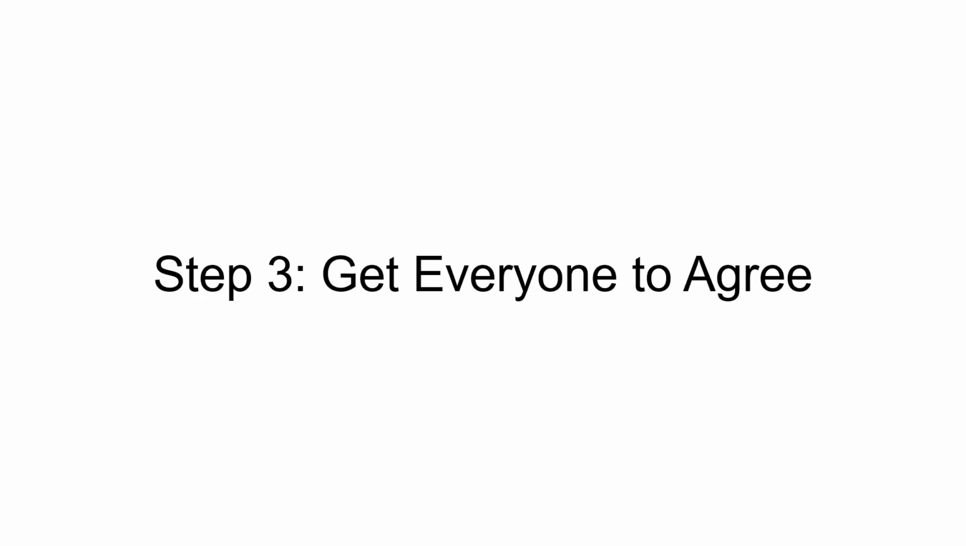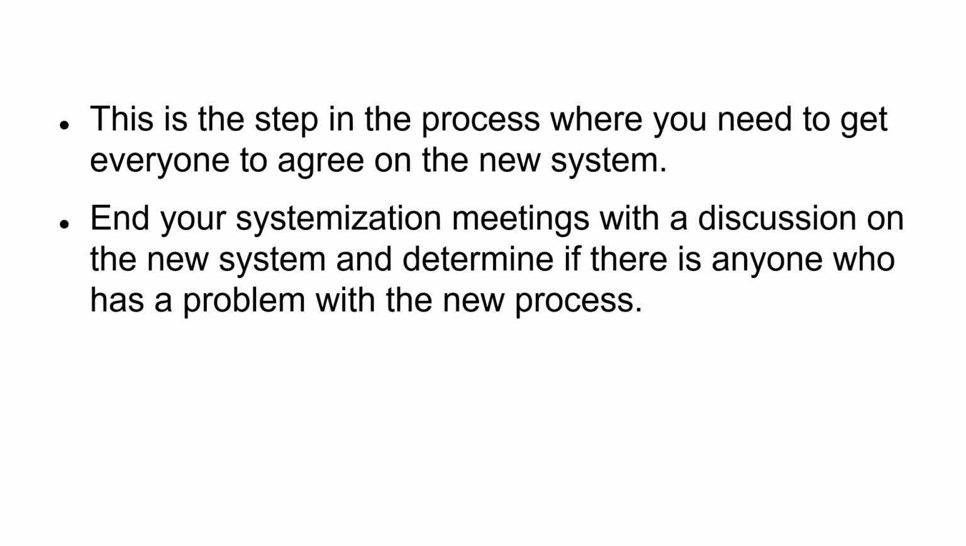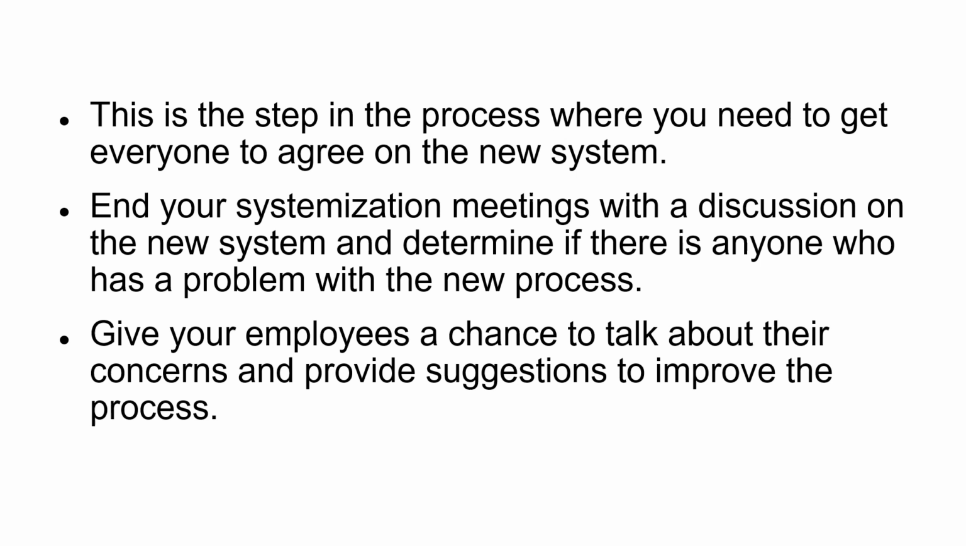Step 3. Get everyone to agree. This is a step in the process where you need to get everyone to agree on the new system. End your systemization meetings with a discussion on the new system and determine if there is anyone who has a problem with the new process. Give your employees a chance to talk about their concerns and provide suggestions to improve the process.